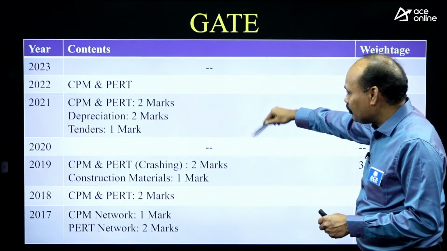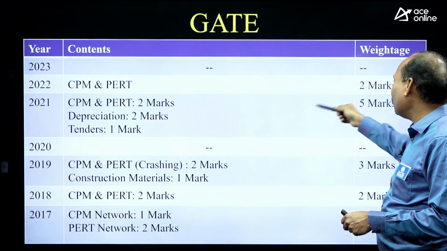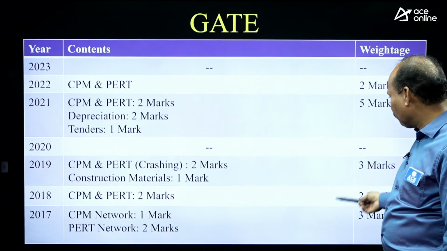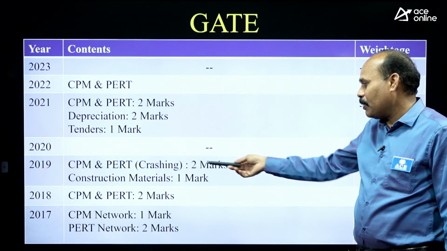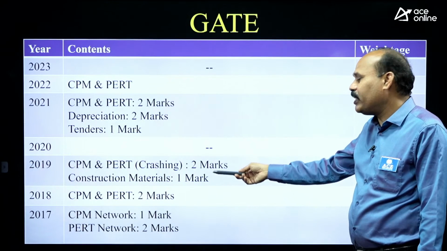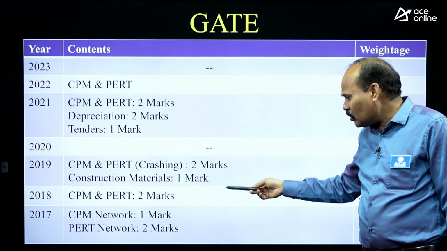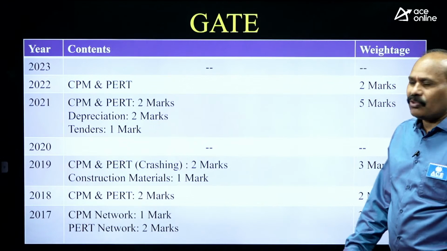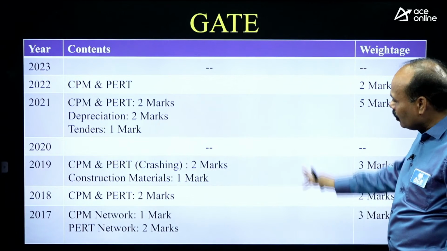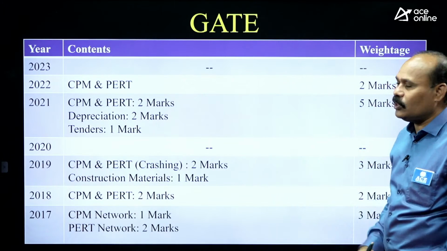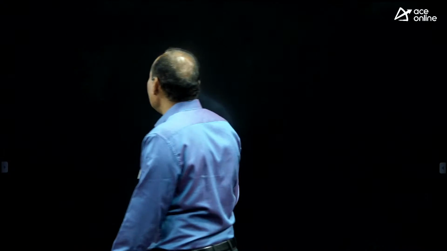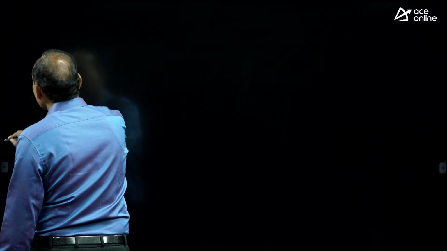Because of this trend, in 2020 there was no question, in 2021 5 marks. And the remaining papers you see, 2019, 3 marks, that too from CPM and PERT, a crashing question was given, and materials 1 question. In 2018, 2 marks, CPM and PERT. In 2017, 3 marks. So finally, I can conclude that here, whatever you take, it could be GATE paper or ESE paper, what are the most important topics? Just let us have the most important topics now.